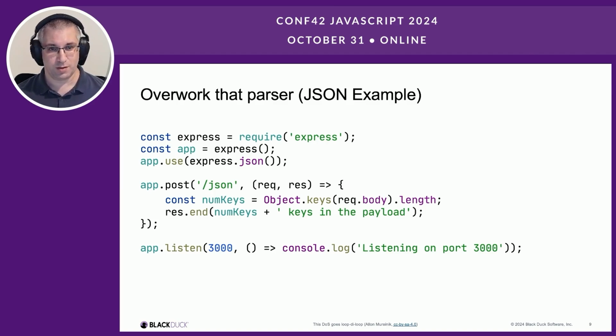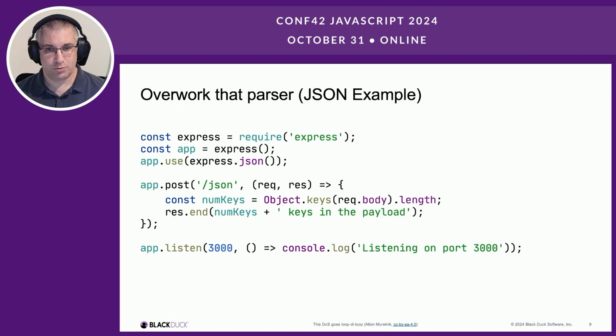Now, this is a sneaky example. It isn't obvious here. Our callback function in the post handler is really very fast. It doesn't do anything. The sneaky part here is the JSON parsing that happens in the Express middleware. And the obvious way to overload this middleware is to just send a really large JSON.